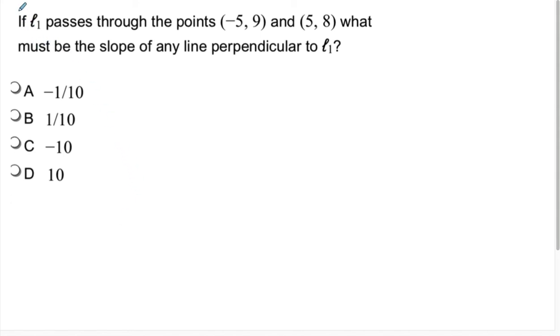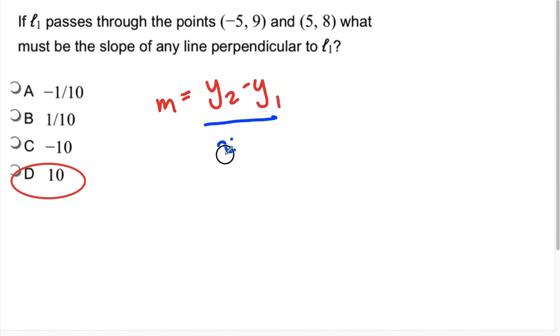Okay, let's take a look at the correct answer. It is letter D. Okay, let's figure out why. The slope is calculated as y sub 2 minus y sub 1 over x sub 2 minus x sub 1. Y sub 2 is equal to 8, minus y sub 1, which is equal to 9. X sub 2 is equal to 5, minus x sub 1, which is equal to -5.